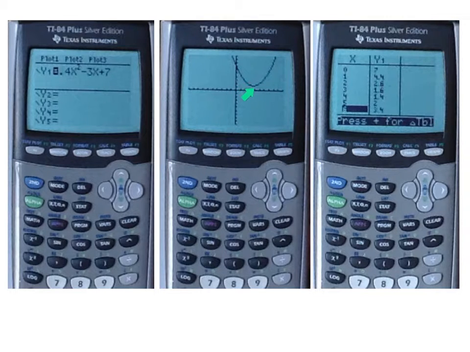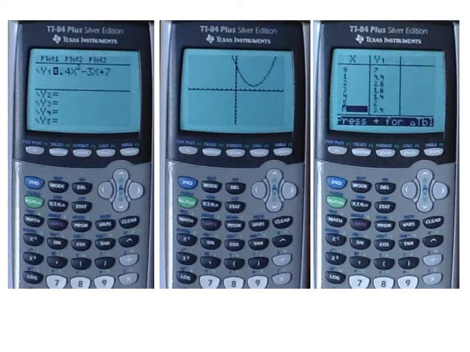So when I look here, it looks like my graph, my vertex is somewhere around 4. But when I go to my table, I can see that this is not symmetrical, so I don't have an exact value of the vertex yet. So when that's the case, then I'm going to use my calculator to find it.